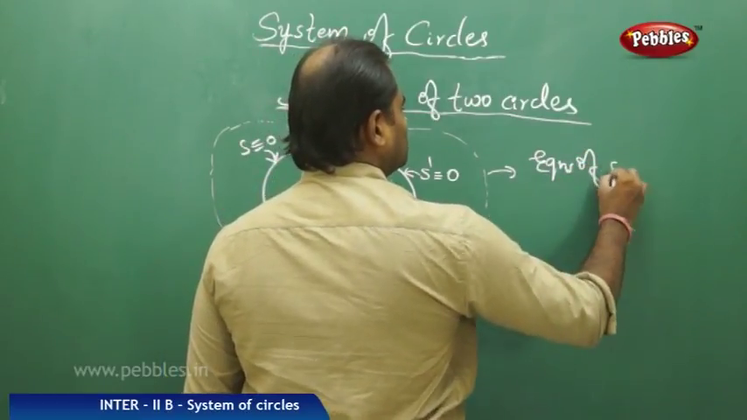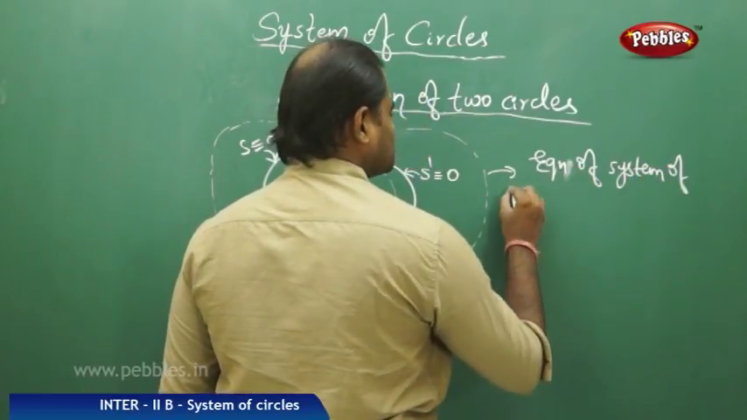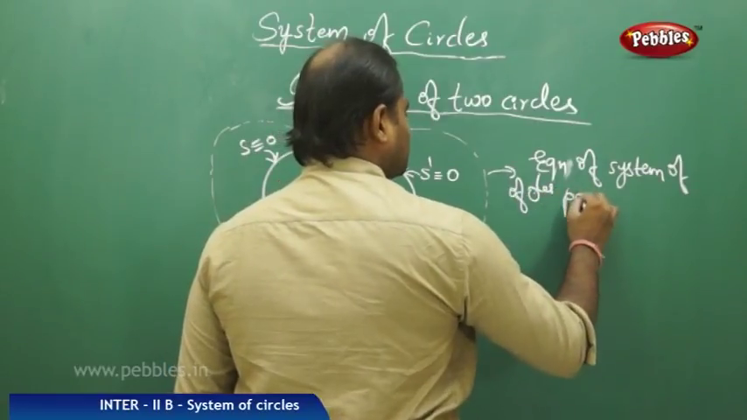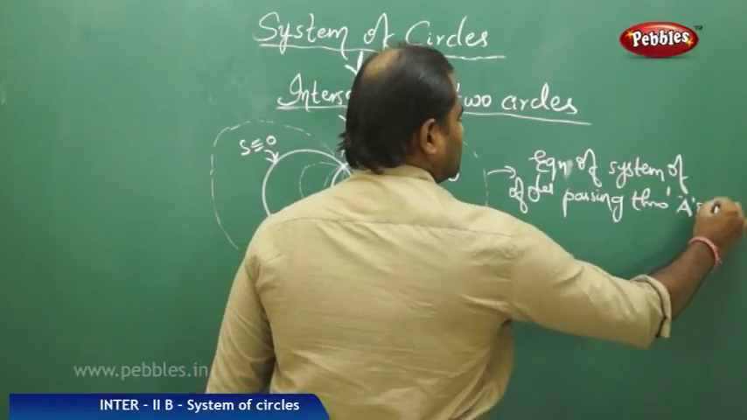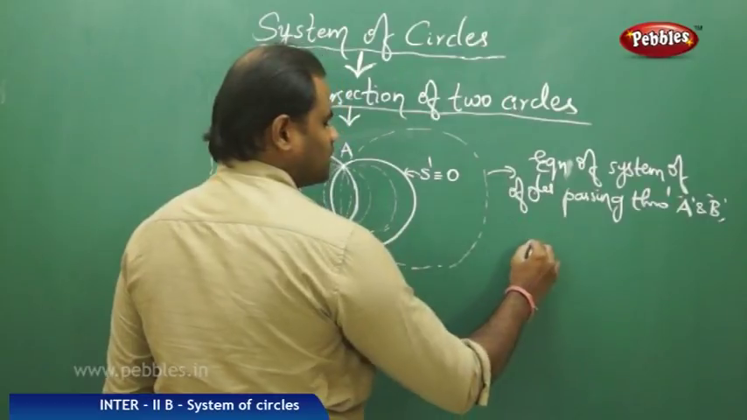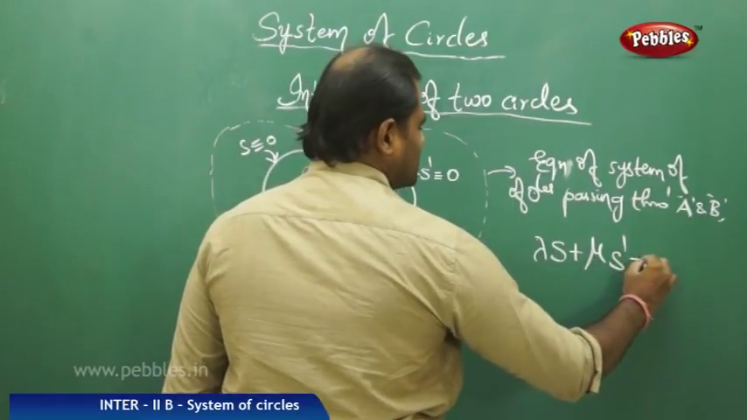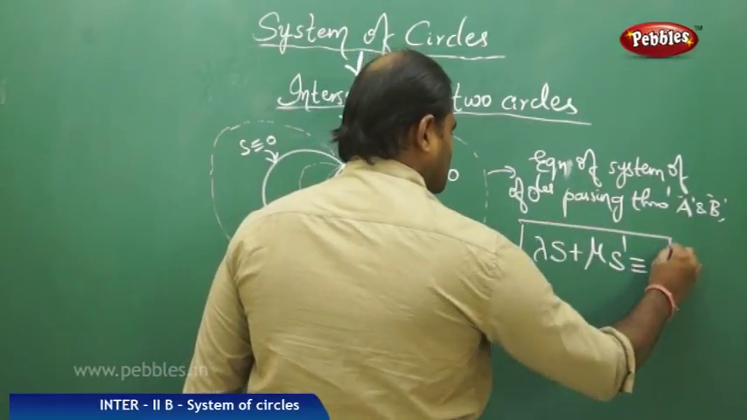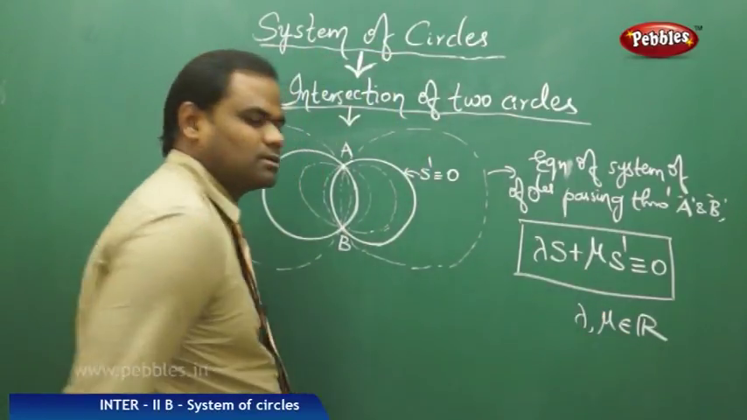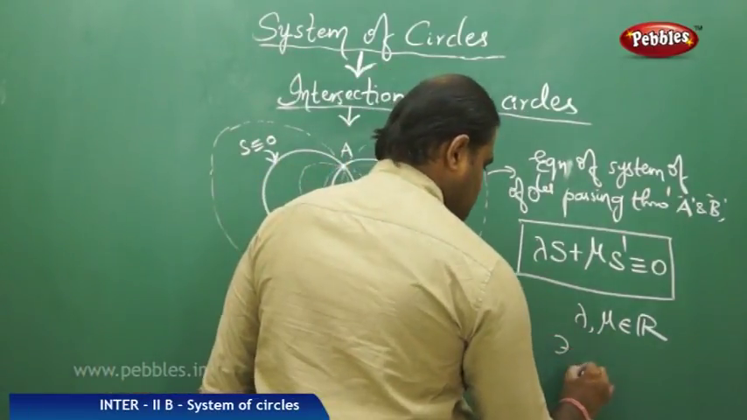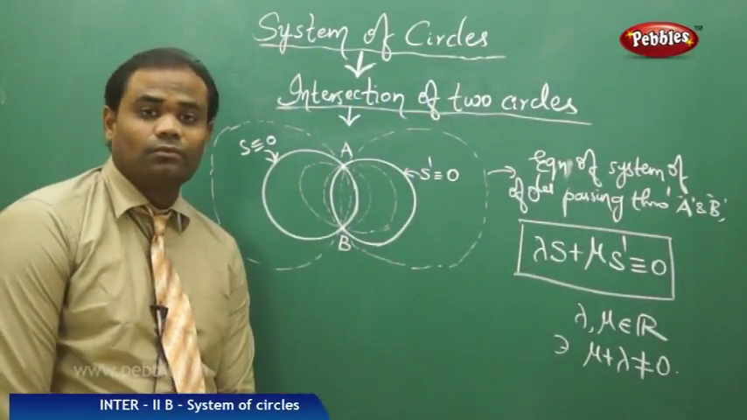Now, the equation of the system of circles passing through A and B is given by lambda S + mu S' = 0, where lambda and mu are real numbers such that lambda + mu is not equal to 0, which is the condition we take.